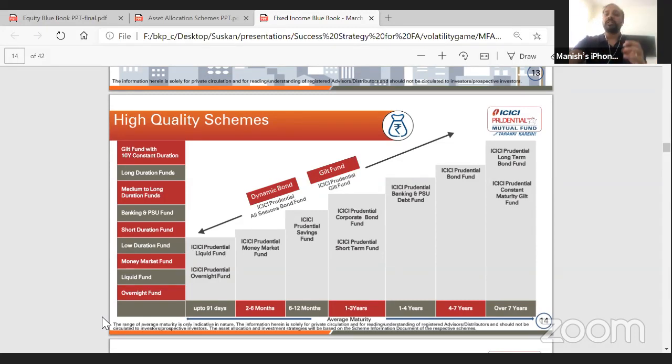So if an investor has more than a 1 year kind of exposure, they can invest in this category of funds, based on their indicative investment.